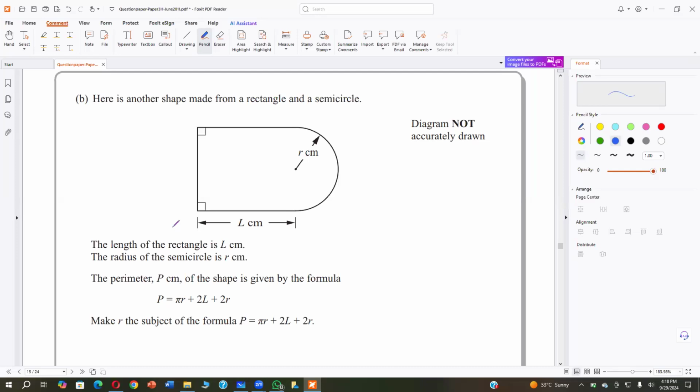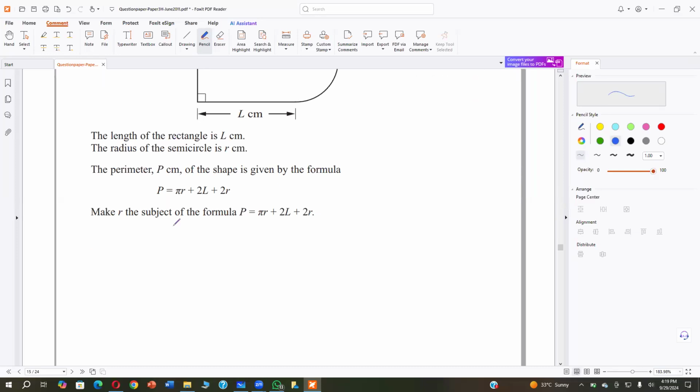So he says make R the subject. I think it looks to be a simple rearrangement.